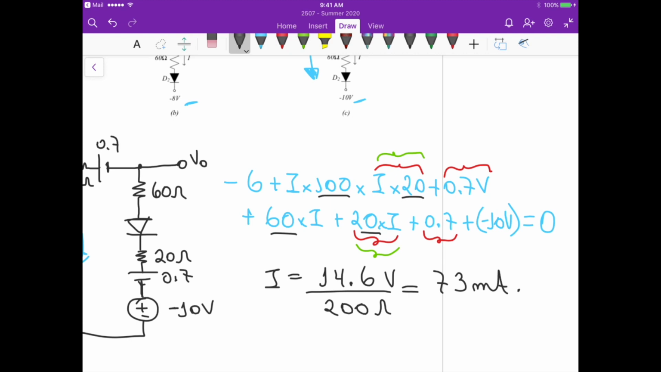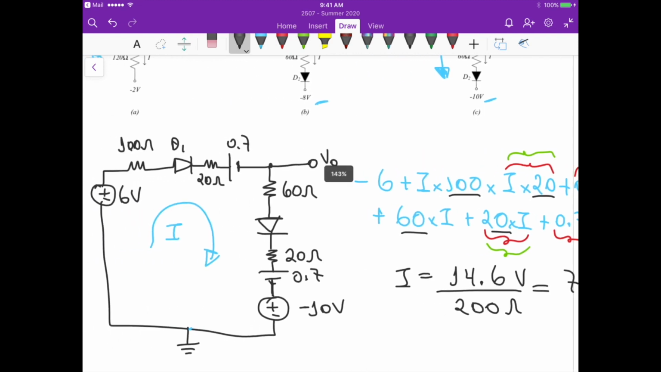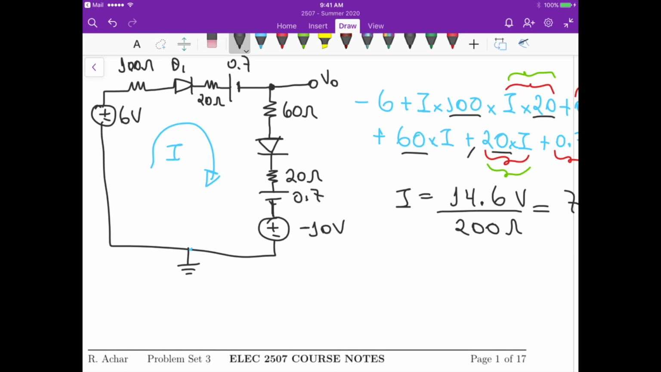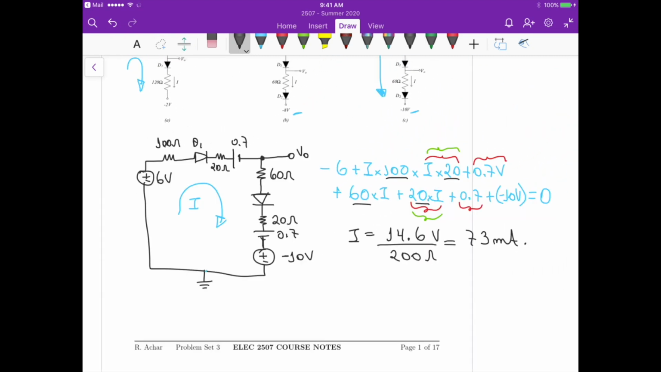Now, before we calculate V naught, because I was positive, the diodes allow current to flow in this direction, so they are all on. So D1 and D2 are indeed on, right? And to calculate the voltage V naught, we can start here.